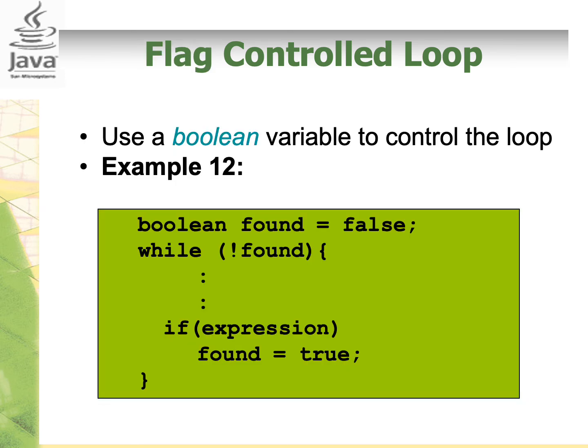Flag control loop is when we use a Boolean variable to control the loop, meaning that we use the values true and false instead of using logical operators values. For example, we declare a variable called found of type Boolean, then initialize it to false. In the while loop, the condition that we wrote is while not found. This means the loop will repeat until found becomes true. We can rewrite not found as while found not equal to true or while found equal to false.